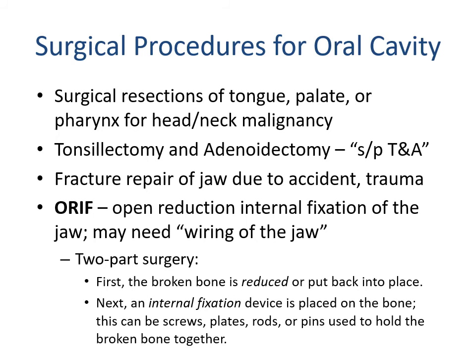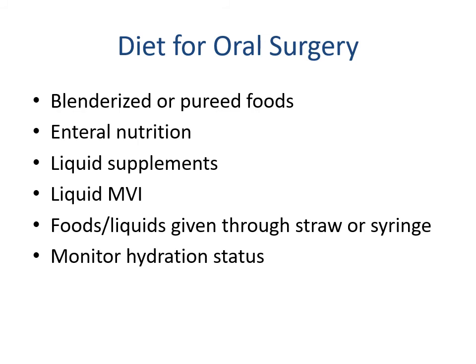So again, the broken jaw is reduced and put back into place, and again, the internal fixation is placed on the bone, including screws, plates, rods, or pins. Now looking at the diet for oral surgeries, this could be blenderized or pureed foods, enteral nutrition, liquid supplements, a liquid multivitamin, again, foods or liquids given through a straw or syringe, and the biggest thing is looking at hydration status to make sure that patients are maintaining their liquid intake.